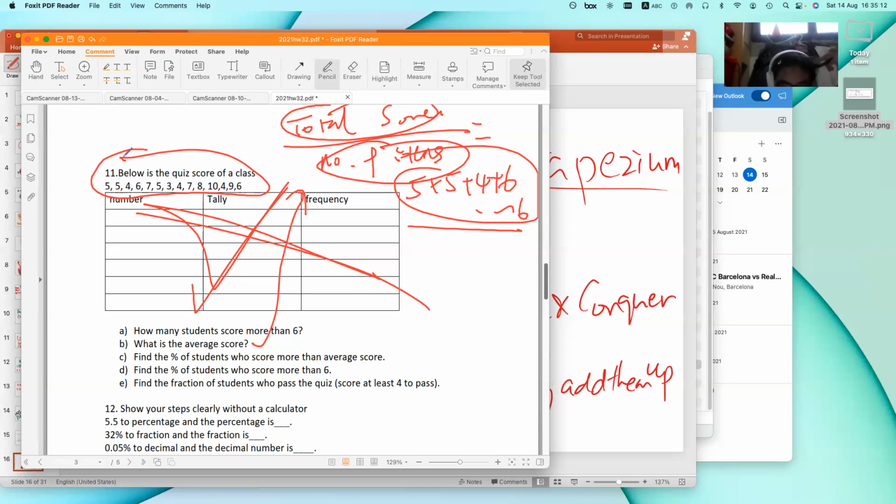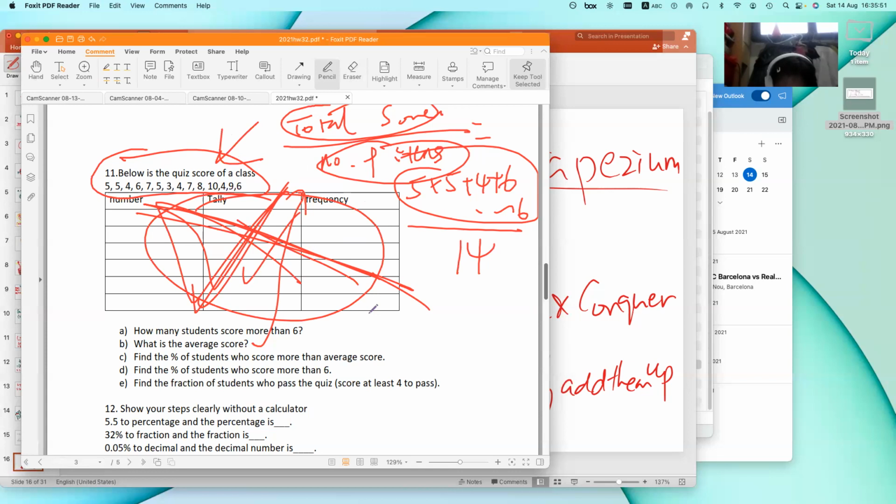Are you counting? Yeah. Are you done? Almost. 14. Yes. The average score comes from the question, not from the table. This table is for you to tidy things up only. You cannot get the answer from the table, never.